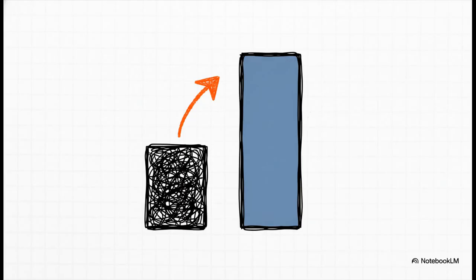And the result of that? Well, it's a total transformation. You go from a useless, vague answer to a specific, actionable plan you can actually use. That is the 30% improvement we promised you at the very beginning. See, it's not about writing more, it's about writing smarter.